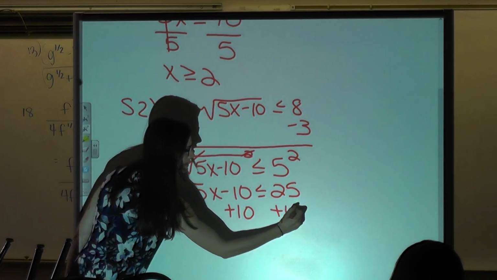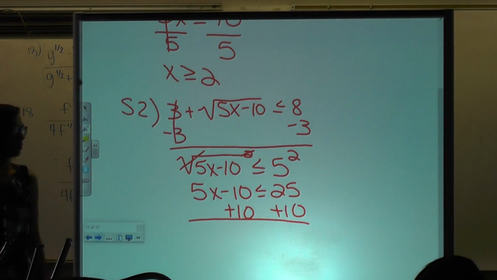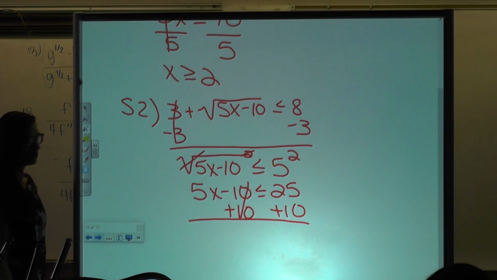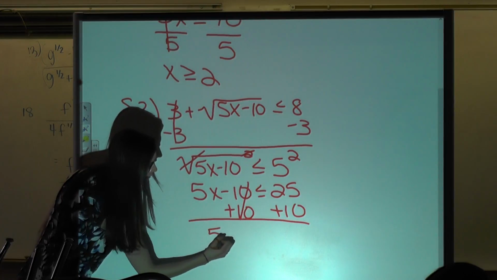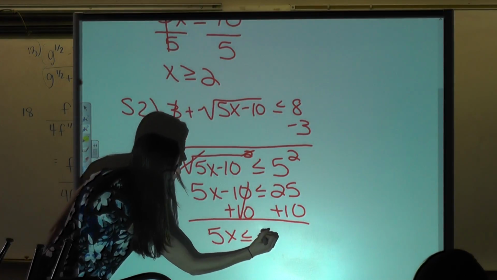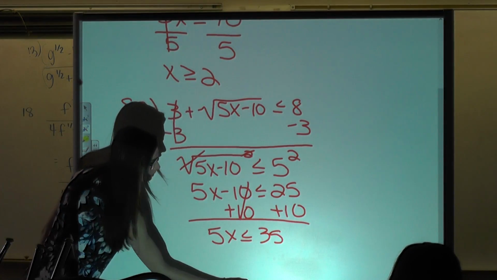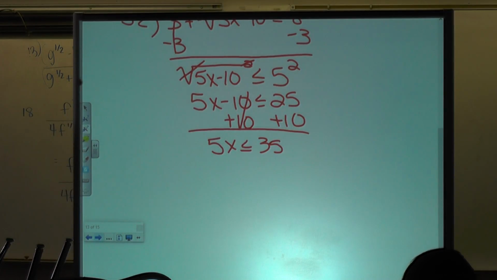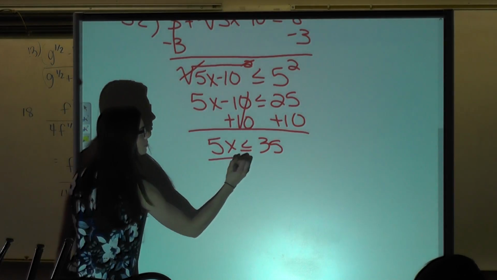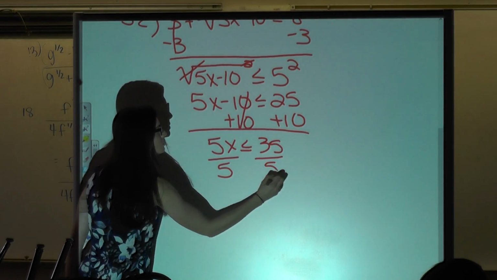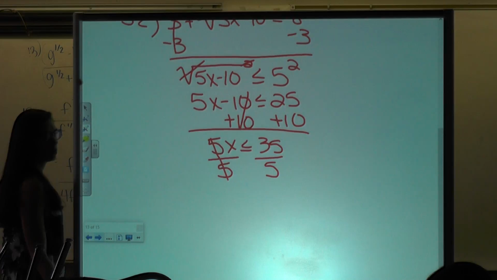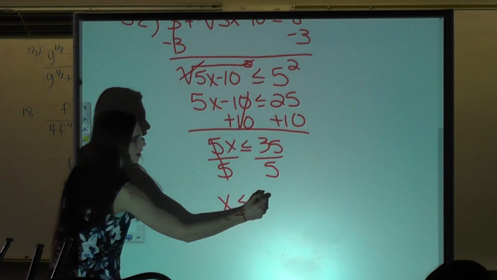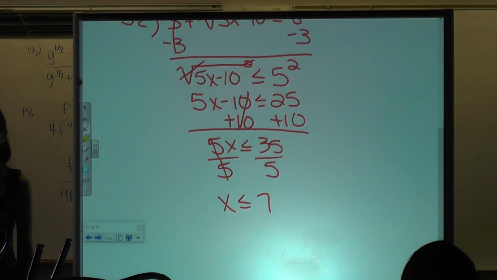How do you get x by itself? Add 10 to both sides so that this will cancel. You get 5x is less than or equal to 35. That's 5 times x, so in order to get 5 to eliminate, you have to divide by 5 on both sides. Leaving you with x is less than or equal to 35 over 5 gives you 7.